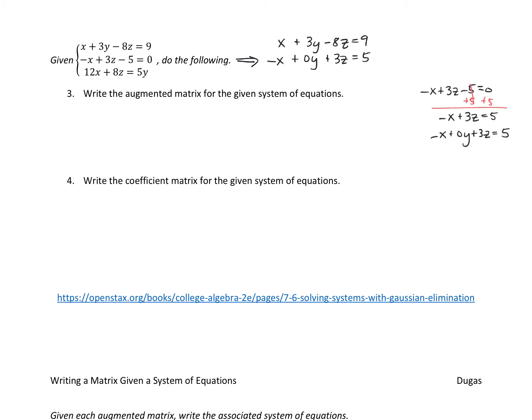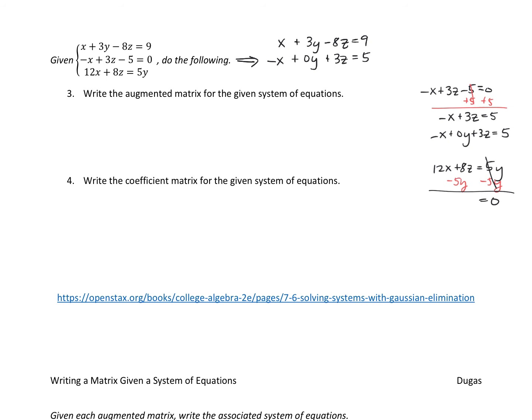All right, and then the third equation, we have 12x plus 8z is equal to 5y. So here, notice that the y is on the right. We want anything with a variable to be on the left. So we want the y on the left. Notice we don't have a constant term this time, so that means we're just going to have a 0 on the right-hand side.